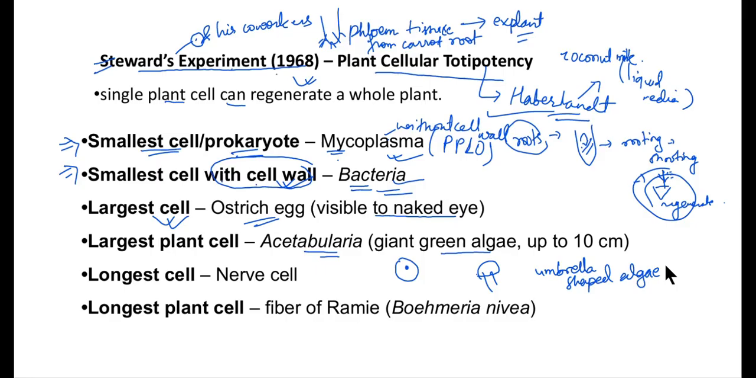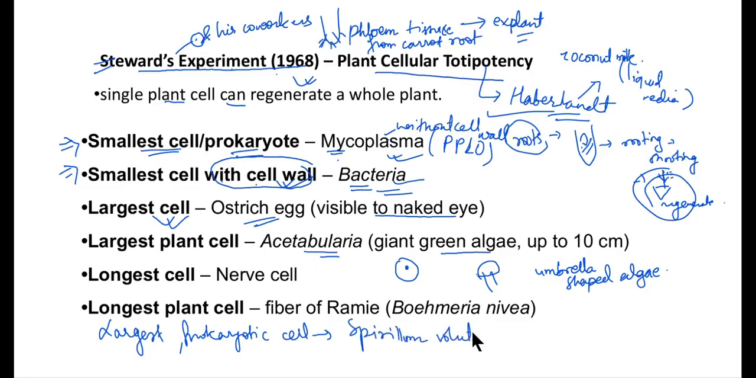And the largest prokaryotic cell is Spirillum volutans. The longest cell is the nerve cell. And if it is asked as the longest plant cell, it is the fiber of ramie. The scientific name of the plant is Boehmeria nivea and the common name is ramie.